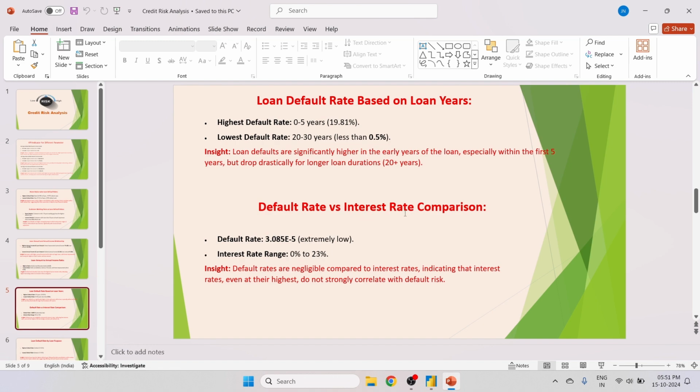Now, default rate versus interest rate comparison. The default rate is 0.85 times 10 to the power minus 5, so extremely low, and the interest rate ranges between 0 and 23%. So the insight from the details is that default rates are negligible compared to interest rates, indicating the interest rate, even at the highest, does not strongly correlate with default risk.